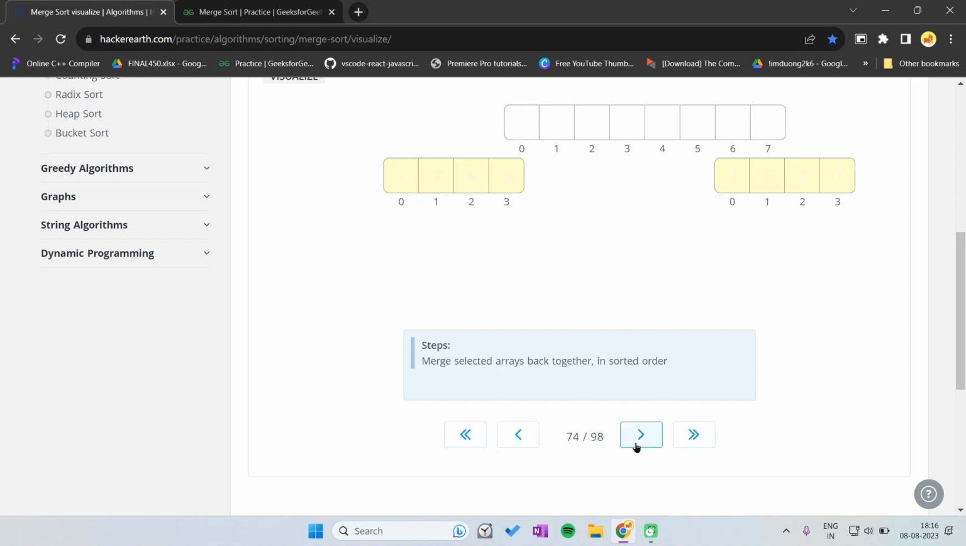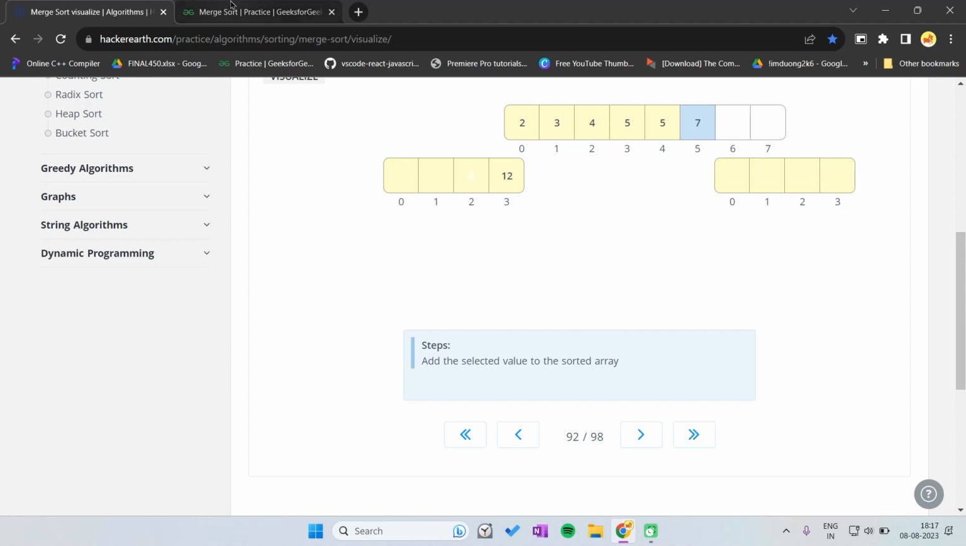Yeah, so 2 and 4, 2 is smaller, so this one goes into this array. Now check 4 and this 3, 3 is smaller, so this 3 goes. Now 4 and this 8, this 4 is smaller, so 4 goes. Now 5 and this 8, 5 is smaller, 5 goes. Then 5 and 8, this 5 is smaller, 5 goes. Then 8 and 7, this 7 is smaller, 7 goes.